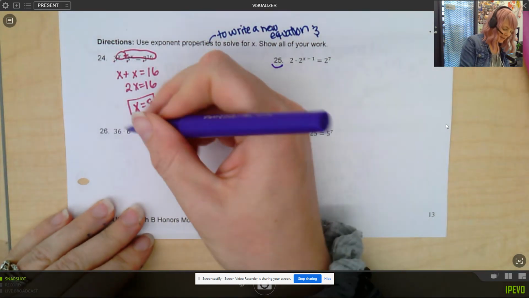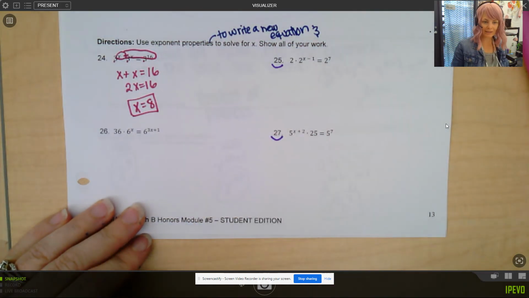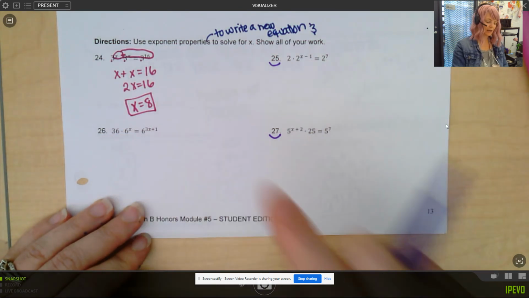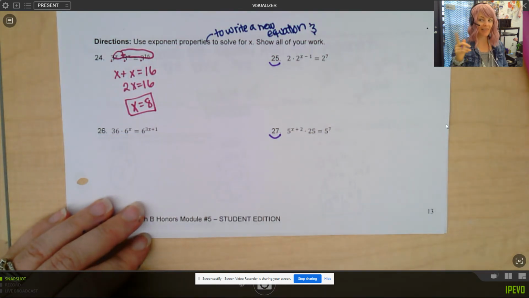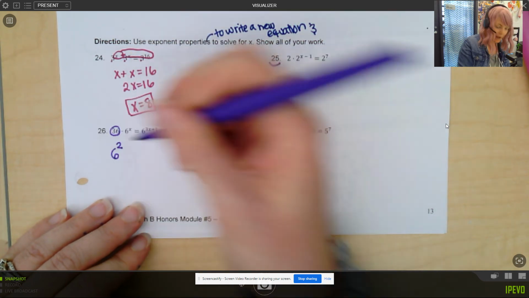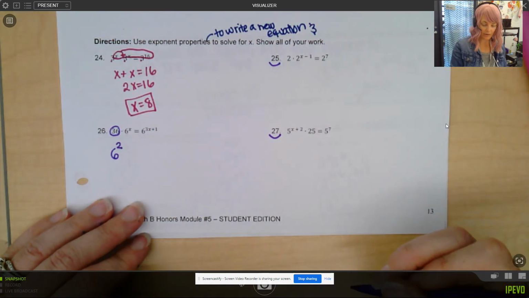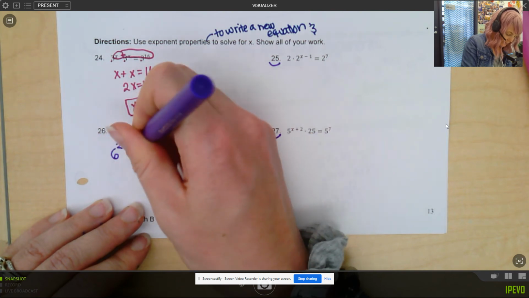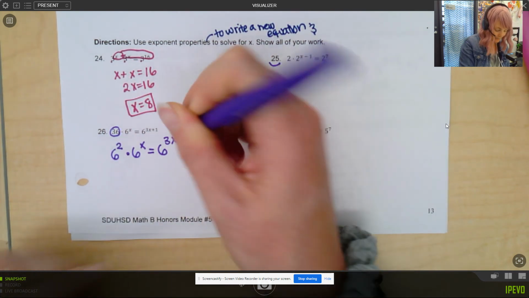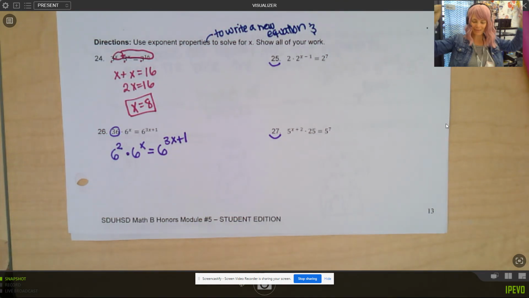What we can do is we can rewrite them all with the same base. Well, do you want to rewrite 6 with a base of 36 to a power? You can't do it. Or 36, rewrite it with a base of 6. That we can do. We know that 36 is 6 to the second power. We okay with that? Perfect. Times 6 to the x is equal to 6 to the 3x plus 1. Yay! Now we have the same base and we can use our power of products.